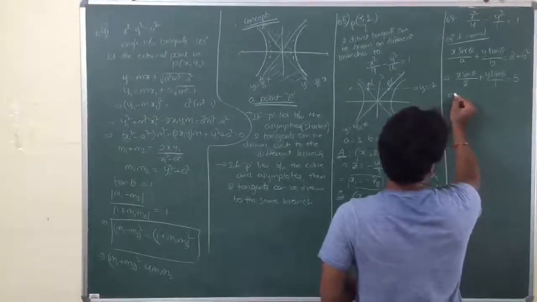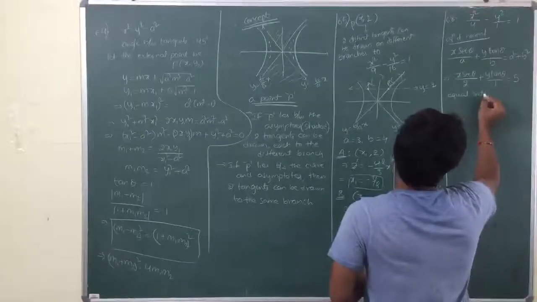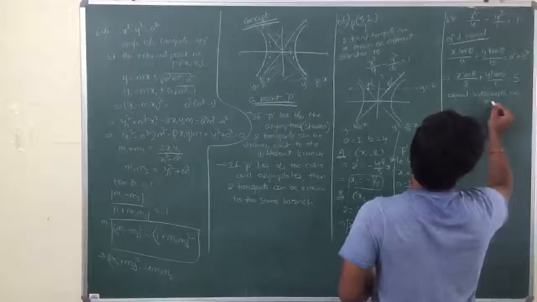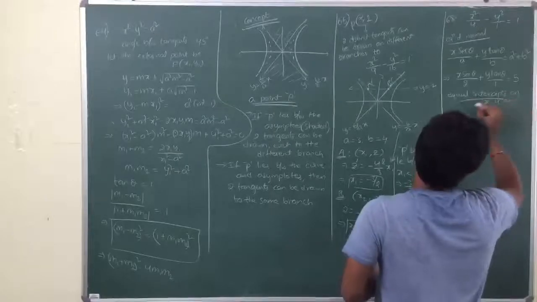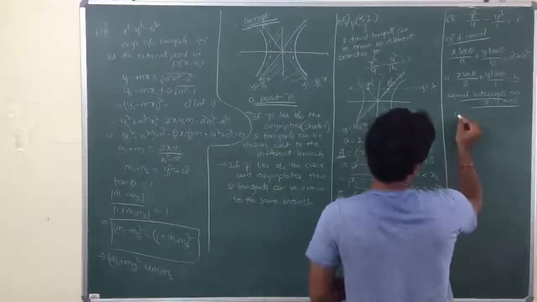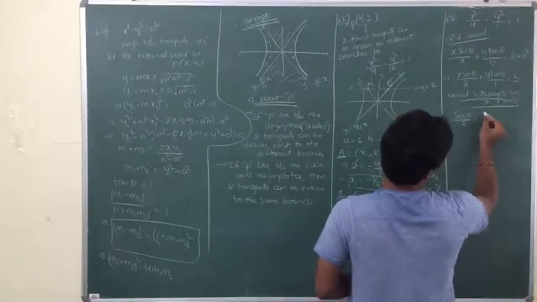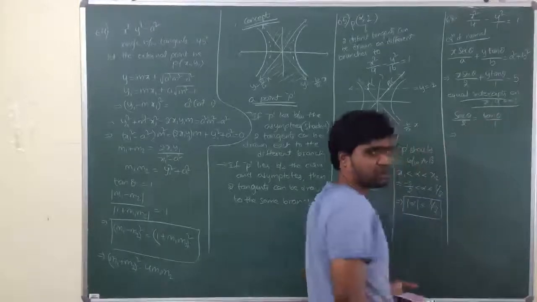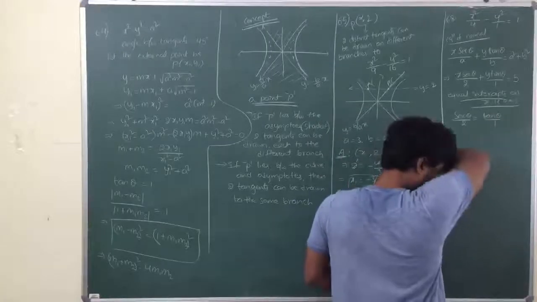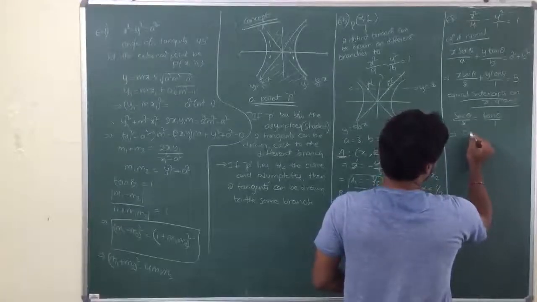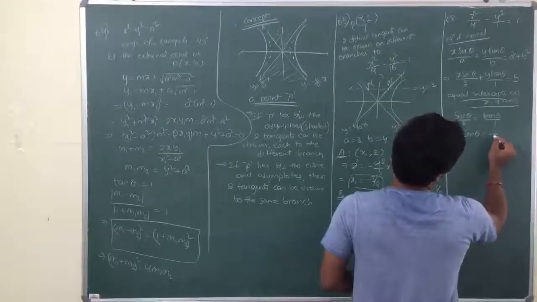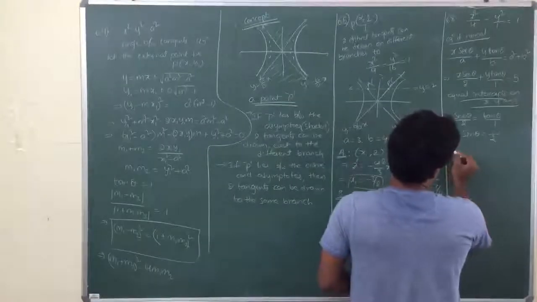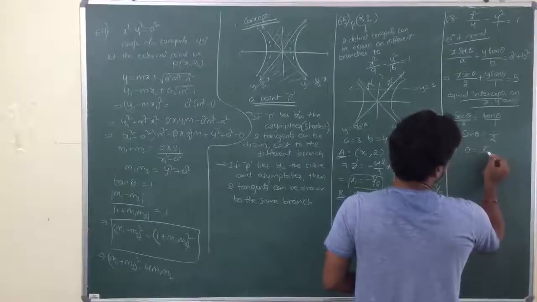Now it makes equal intercepts on x and y axis. Equal intercepts on x and y axis, which means x coefficient is equal to y coefficient. So 1 by cos theta, sin theta by cos theta cancel. Therefore, you get sin theta is equal to 1 by 2. Theta is equal to pi by 6.